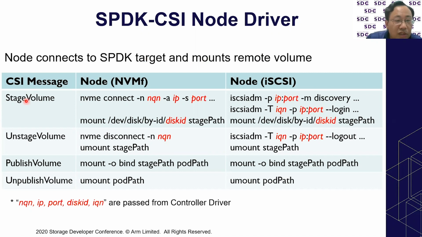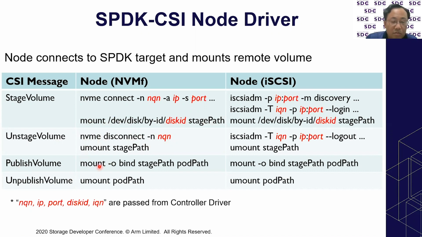As for CSI messaging, if the node driver receives stage volume, it runs the NVMe command line: nvme connect with some NQN, the target IP, and target port. This is a standard NVMe command line initiator command. It connects to the remote target and creates the local block device related to the remote target. After it's created, it mounts the imported device to a staging path, a local path. And for unstaging, it just does a disconnect of the NQN.